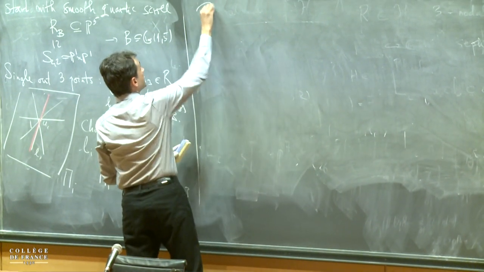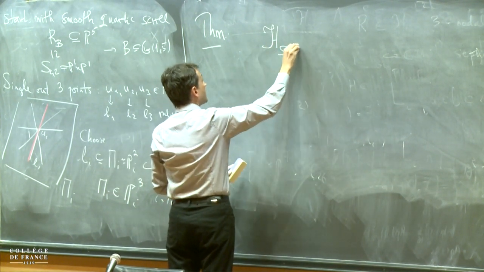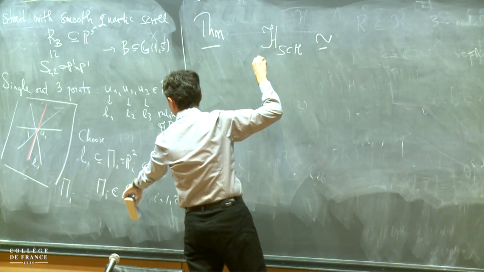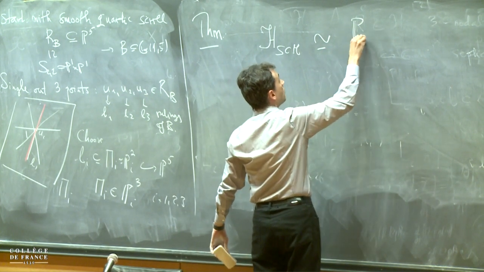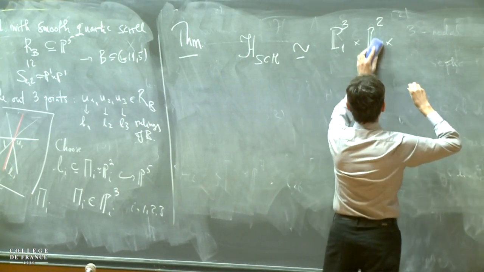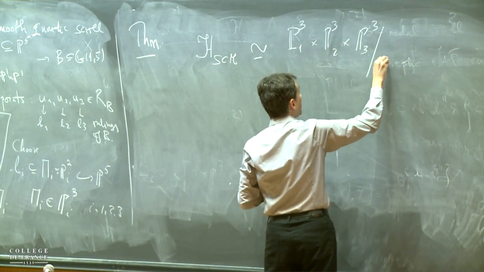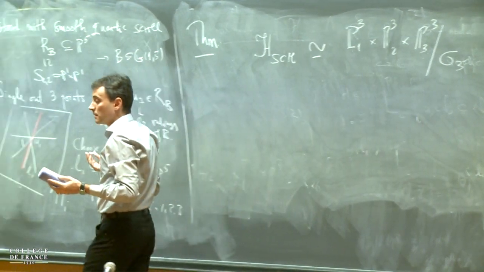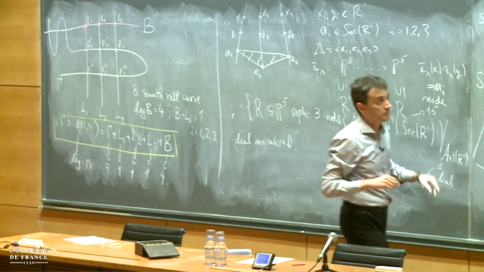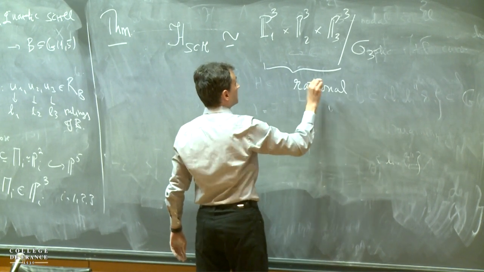So the theorem here, with Sandro, is that the parameter space of such scrolls is isomorphic to the product of these 3 projective spaces, P1 cubed cross P2 squared cross P3 cubed. And of course, I have to mod out by the action of the symmetric group. The symmetric products of projective spaces are known to be rational. This is rational, so it's 9-fold.